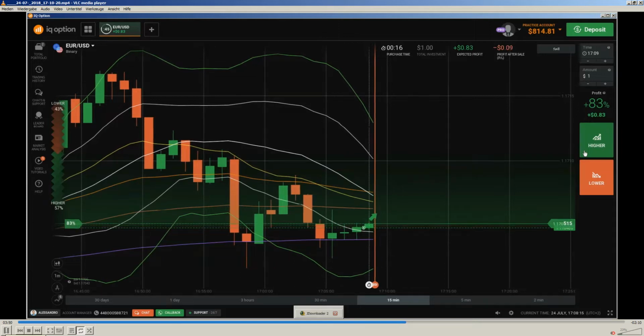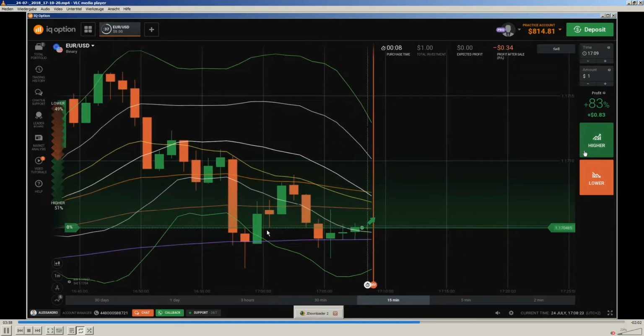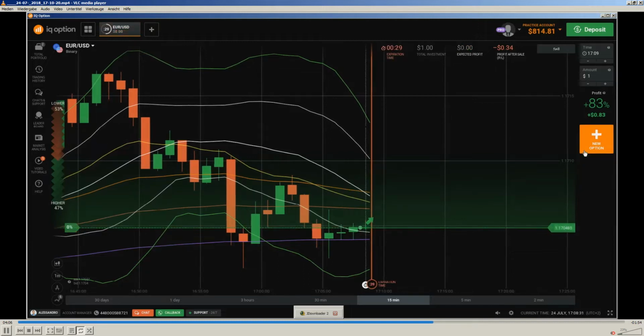Now we got here three touches of the support and resistance level, this round number, which was a strong one. You see how often price retraced here: resistance, support, support, resistance, resistance, resistance. After so many touches, it was clear that price will break through it.